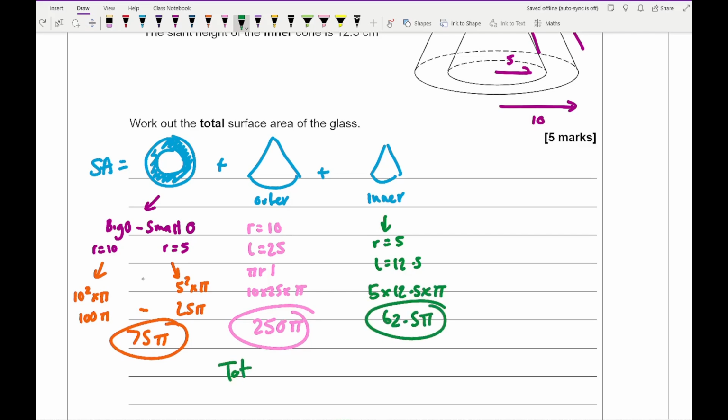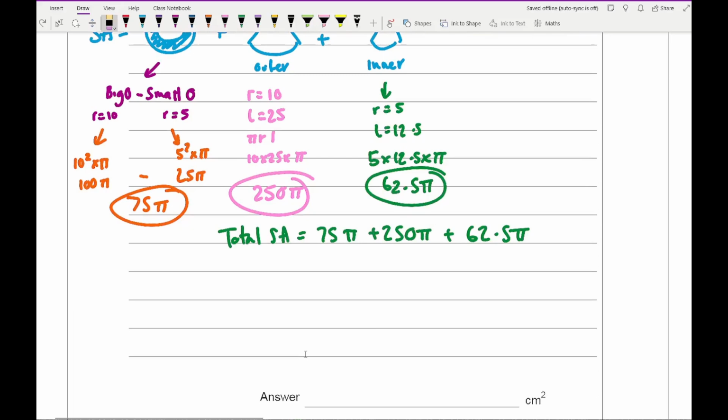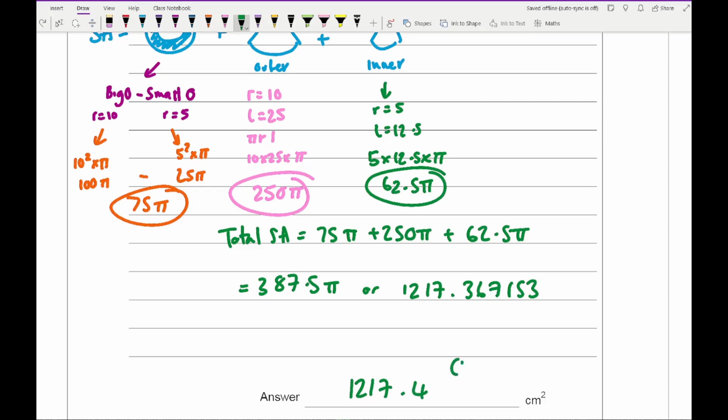So then the total surface area is going to be where I add up all of those numbers, and then writing your answer in terms of pi is either going to be 387.5 pi, or I can write it as a decimal, which is 1217.367153. So I'm just going to write 1217.4, and that's to one decimal place.